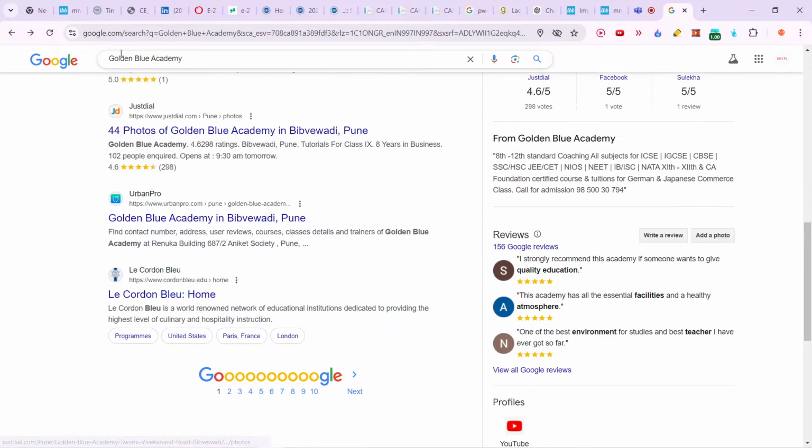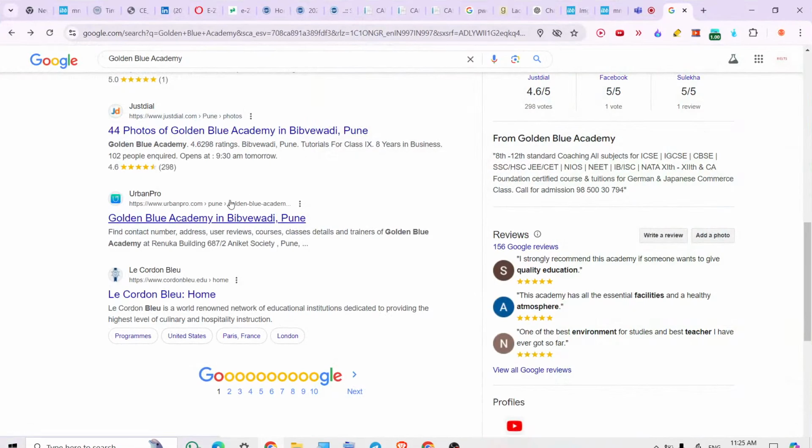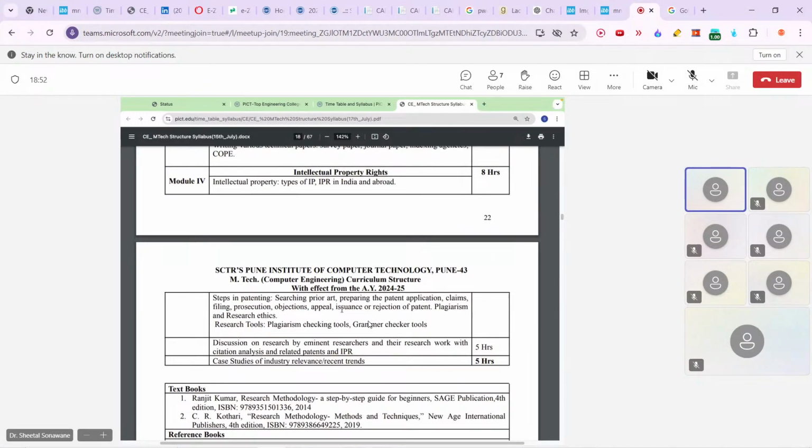And the last unit is IPR. What are the types of IPR? How has it been established? How has it been done in India and other countries? What are the steps in patenting? How do we write an application? Then how do you file an application? What is the process involved in it? Then plagiarism and research ethics is also very important. Then finally, research tools, where you will go into detail on plagiarism checking tools and grammar checker tools.